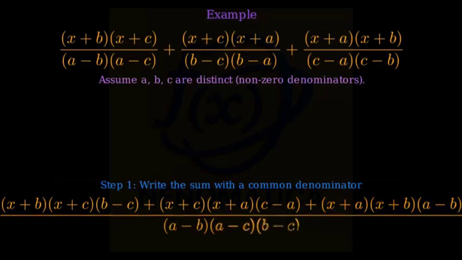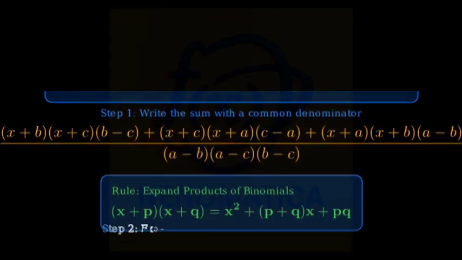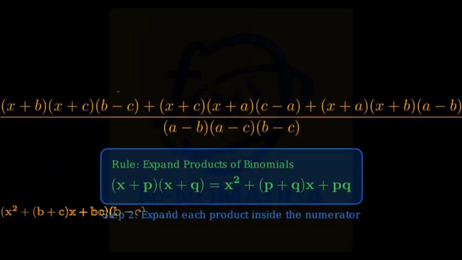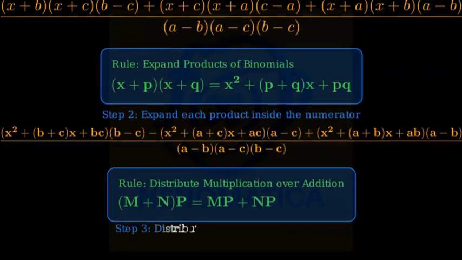Watch how we build the common denominator and adjust the numerators accordingly. Step 2. Expand the binomials using the product expansion identity. Step 3. Distribute the outside factors.